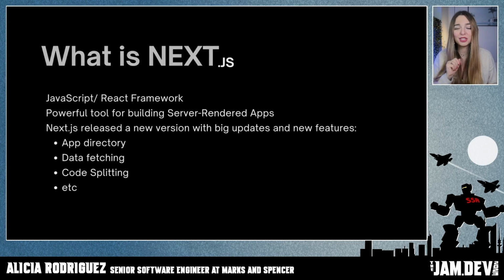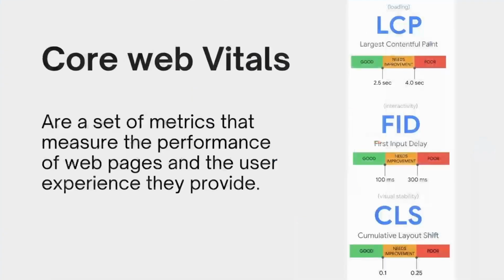Now, let's move on and talk about Core Web Vitals. When developing an app, it's crucial to have strong Core Web Vitals scores. These are a set of metrics that measure the performance of web pages and the user experience they provide. The Core Web Vitals scores can improve the overall user experience by enhancing the speed, responsiveness, and engagement of web pages, which leads to increased conversion rates and prolonged user sessions.